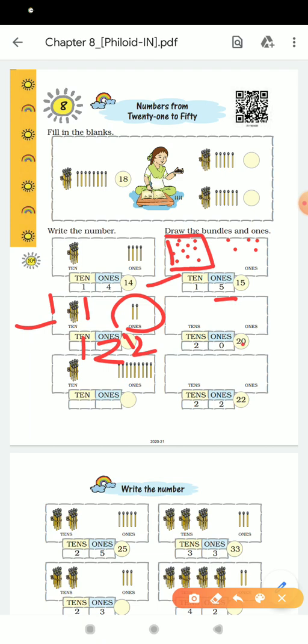Now in the next question also, tens and ones. Here we have to make 2 bundles of 10 dots. In each box we have to put 10 dots. 1 2 3 4 5 6 7 8 9 10. In this way you have to do it. And in ones there is nothing, that is 0, so we will not do anything in the ones line, and when we count them they become 20. In this way you have to do all these questions.